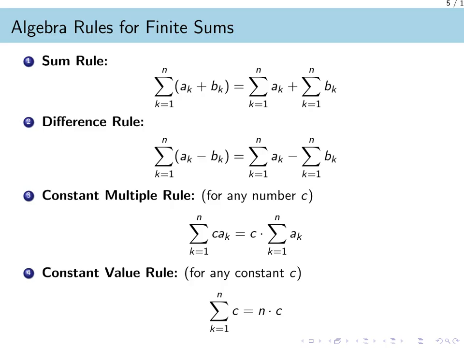Next, the constant multiple rule allows us to factor a constant out of a summation. If every term in a sum is multiplied by the same constant c, we can pull c outside and multiply it by the result of the sum. Finally, the constant value rule handles the simple case of summing a constant value c over and over. If we add the number c to itself n times, the result is simply n times c. These four rules are the basic tools we use to rearrange and evaluate summations.